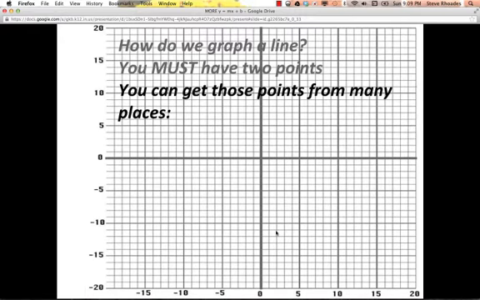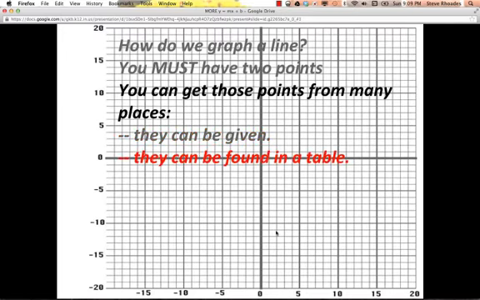In the problems that you'll do on tests and things, they may actually just give you the 2 points. If you were asked to graph a line given 2 points, you just plot those 2 points on an XY coordinate grid, connect them with a line, and you're done.